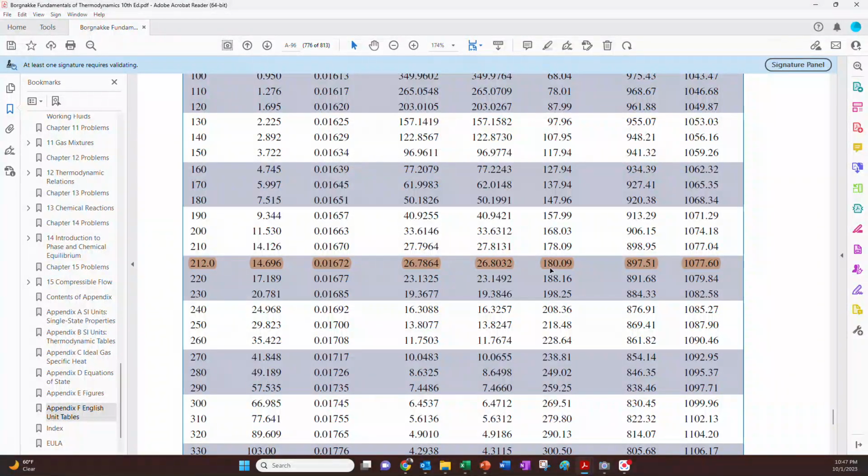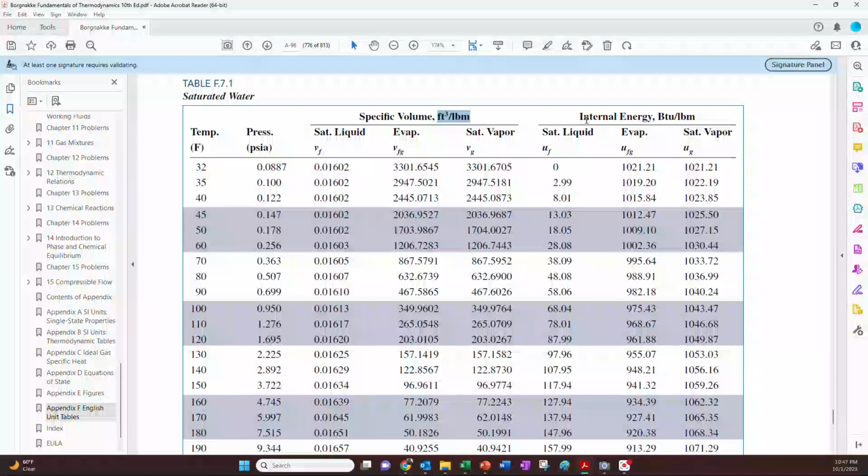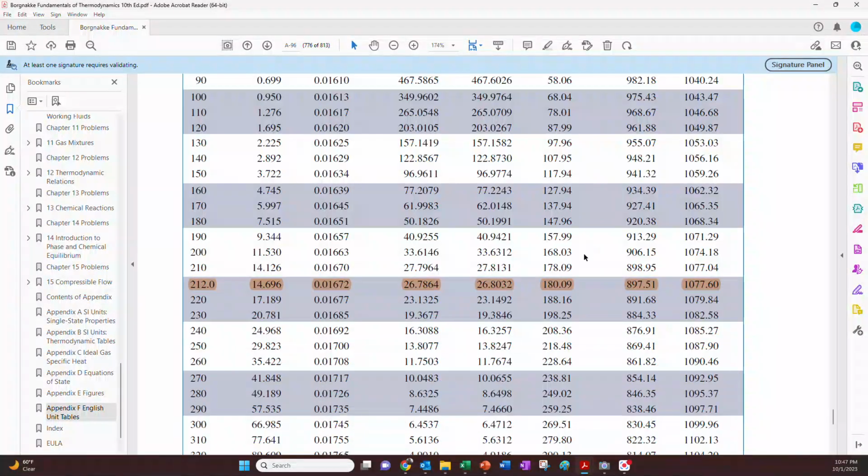While we're here, we want the internal energy, which is going to be BTUs per pound mass. And so there's Uf, 180.09 BTUs per pound mass. I think I can learn my lesson from the last video. I don't need the Ufg, I need only the Ug in this one. 1077.60 BTUs per pound mass.